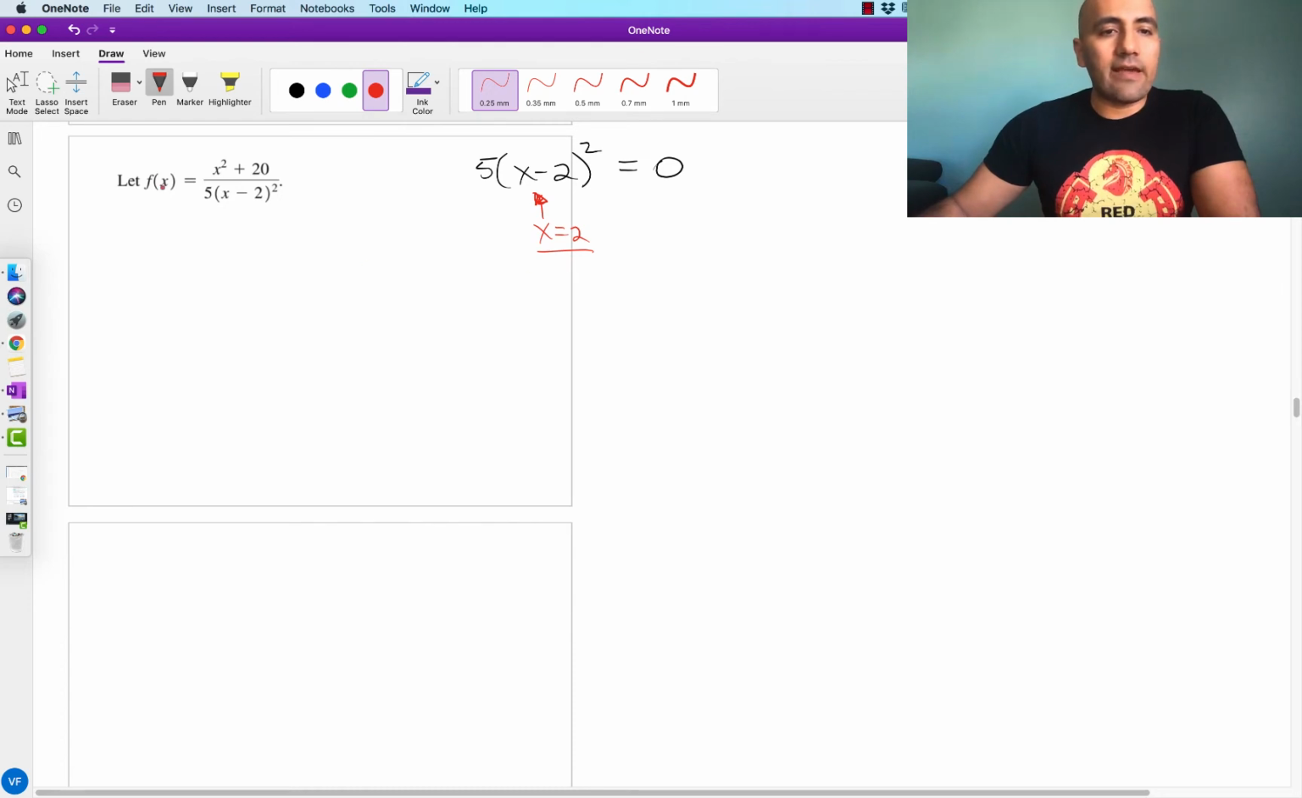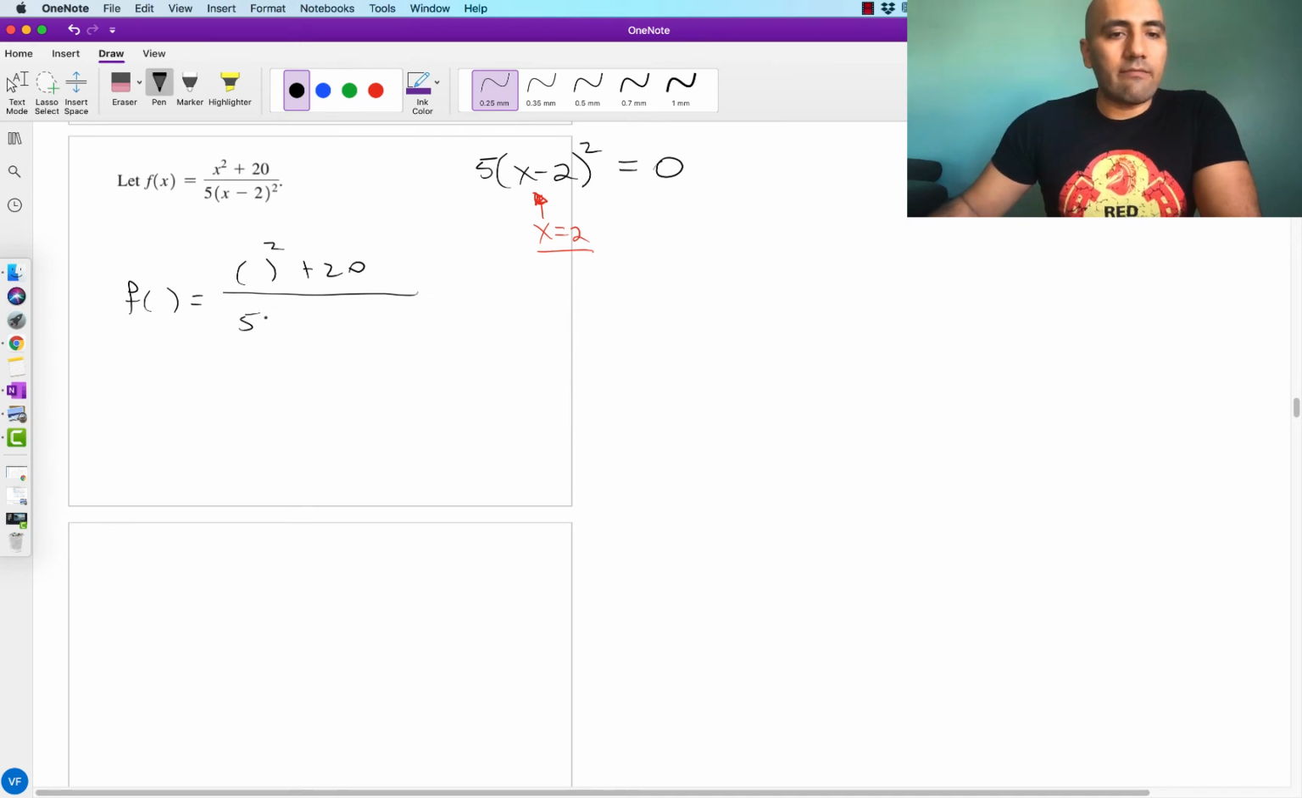And note that if I evaluate this rational function at 2, f of blank equals blank squared plus 20 divided by 5 times blank minus 2 squared, and I evaluate it at 2, well, obviously we're going to get a 0 in the denominator, and in the numerator we'll end up getting 24, right? So this is again the case where we have a non-zero divided by 0. So just from that, I can already conclude that there will be a vertical asymptote at x equals 2.